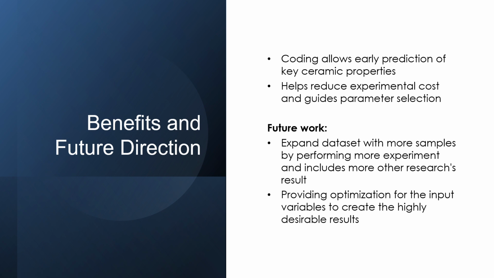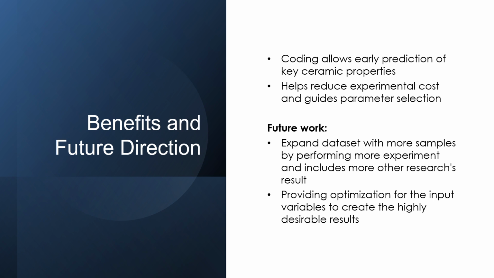So the benefit of this type of code is that it will allow us to get an early prediction of the key ceramic properties. It will also help reduce experimental costs because it will make the experiment efficient, because we know what the predicted number is and what variables we can try. This one will get a good result, so we just choose the good result one, and it will help reduce the workload and the experimental costs.